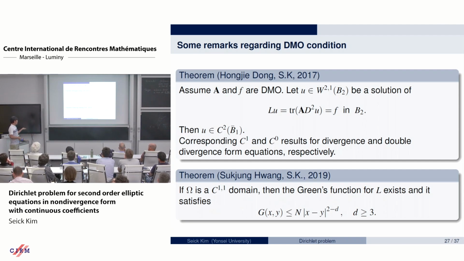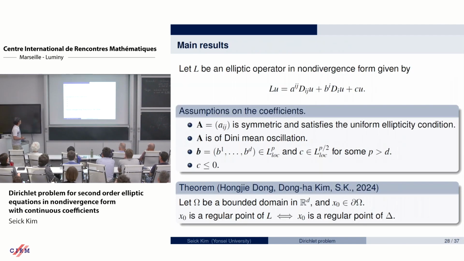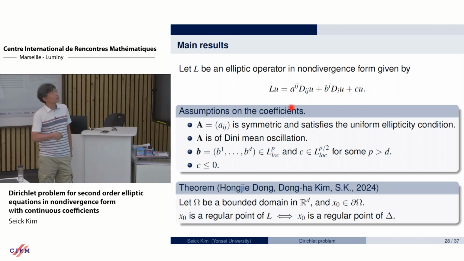And that helps you to get this Green's function bound. In two dimensions, you have a logarithmic bound. You can show that the Green's function is a BMO function. That result was obtained by me and Hongjie a few years later. Now I'm going to state the main theorem and sketch a proof. I consider the operator Lu, a general non-divergence form operator.